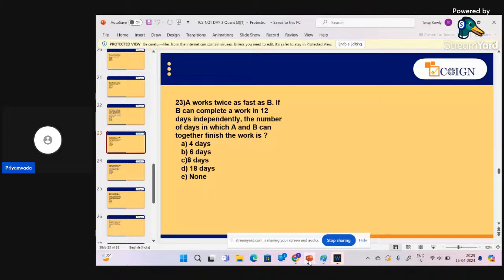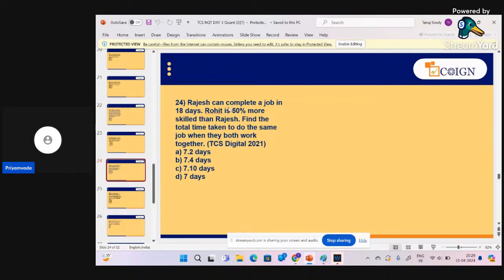Okay, thank you, Rekha. So now we'll be going to the next question. Rajesh can complete a job in 18 days and Rohit is 50% more skilled than Rajesh. Find the total time taken to do the same job when they both work together.